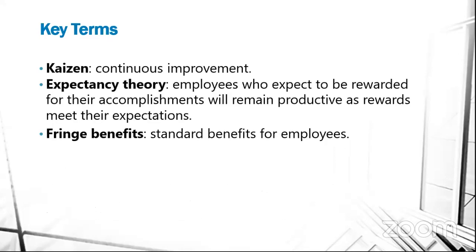Then, of course, Kaizen is a Japanese saying. It means continuous improvement. Then, expectancy theory: employees who expect to be rewarded for their accomplishment will remain productive as rewards meet their expectation. As long as you reward your employees, they will always try as much as possible to accomplish their tasks. Then, of course, we know about fringe benefits.